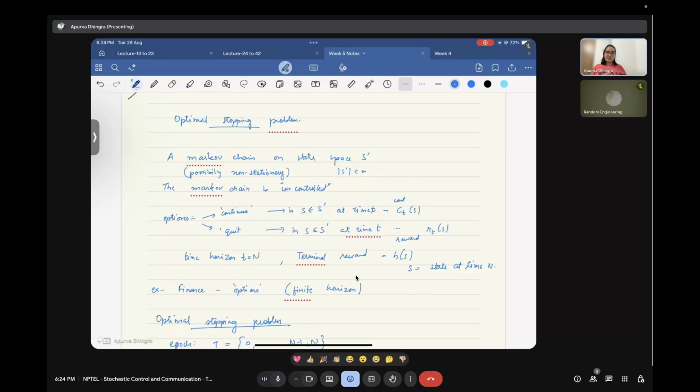Now this is a slightly more complicated example because now I'm saying the state space is actually not finite. In the example that sir talked about in class, the state space was taken to be finite.